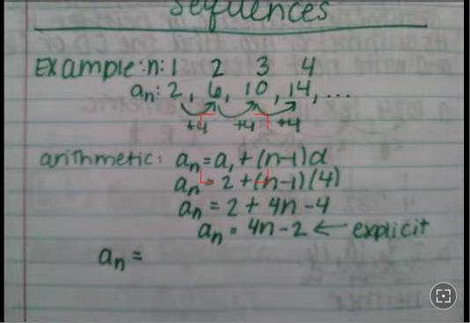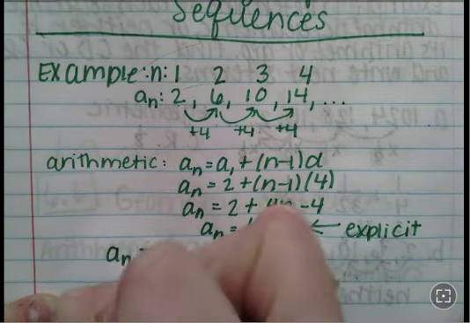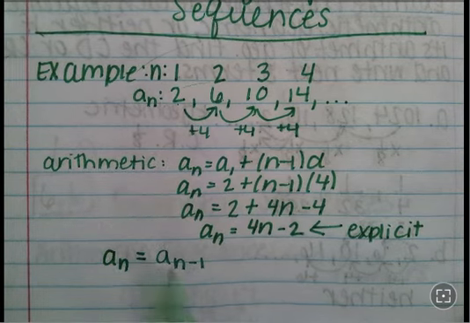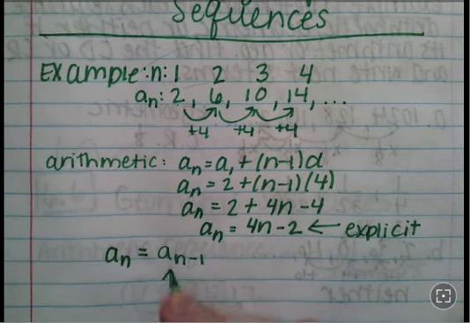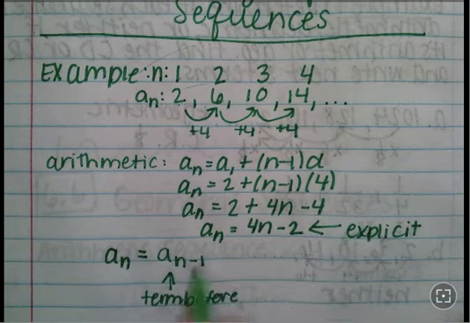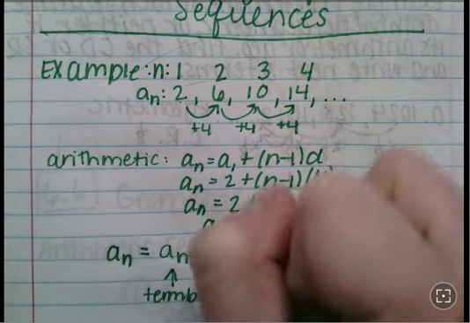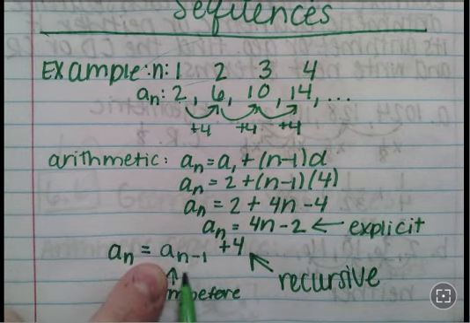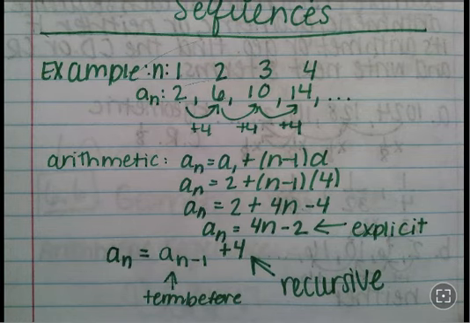The thing about recursion is that it has a different formula. We say, take the term before, and that's a sub n minus 1, because a sub n is the term we're on. So a sub n minus 1 is the term before. So take the term before, and we're going to add 4. That is a recursive rule. Anytime you have an a sub n minus 1, that's talking about recursion. It's basically saying take the term before, add 4.